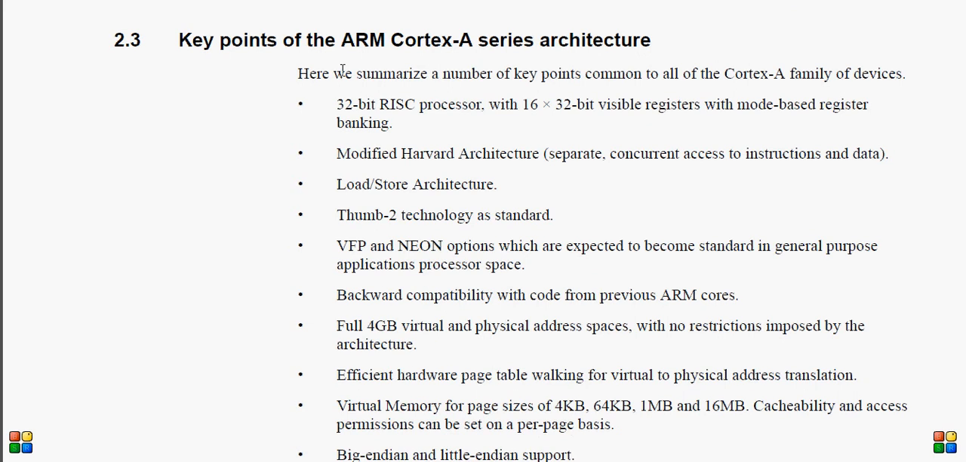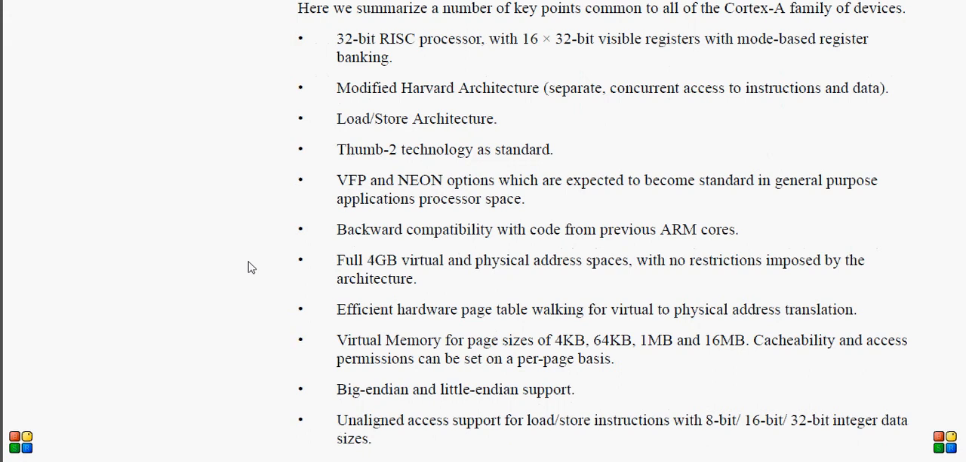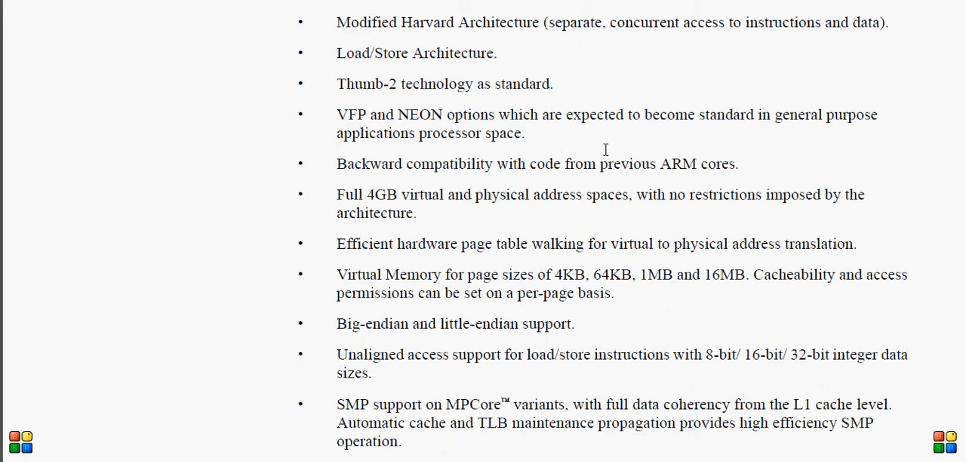Now, here are some key points of the ARM Cortex-A series architecture. We will discuss a number of key points which are common in all Cortex-A family devices. They are 32-bit RISC processors with sixteen 32-bit visible registers with mode-based register banking. They follow Harvard architecture. There is a load store architecture and Thumb-2 technology as standard in all of them. VFP and Neon options are expected to become standard in the general purpose applications processor space.